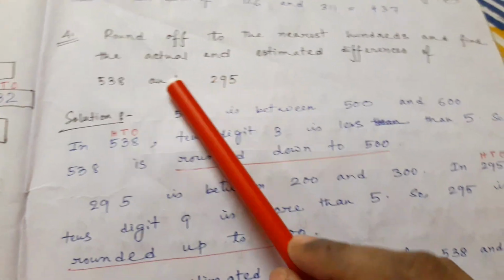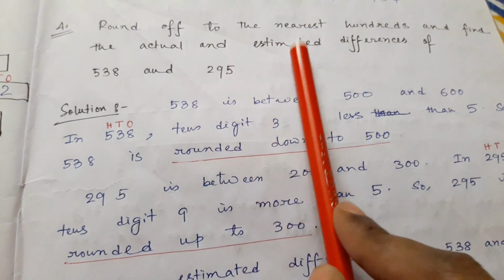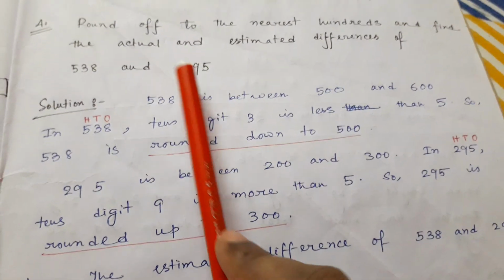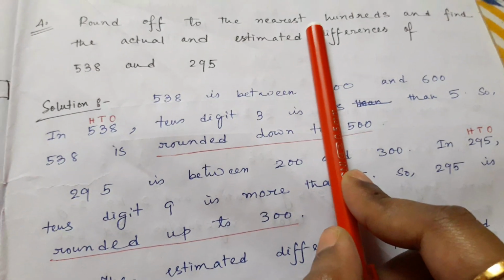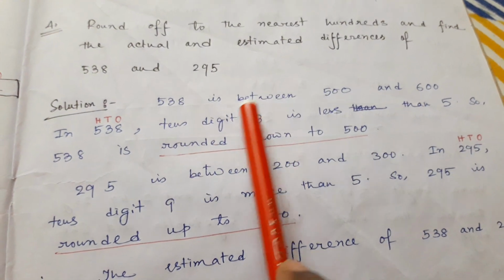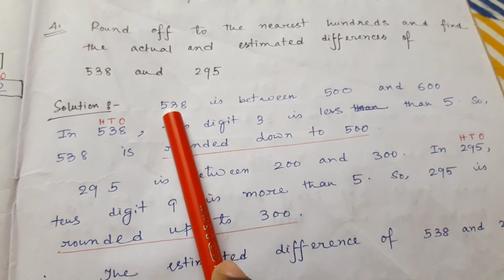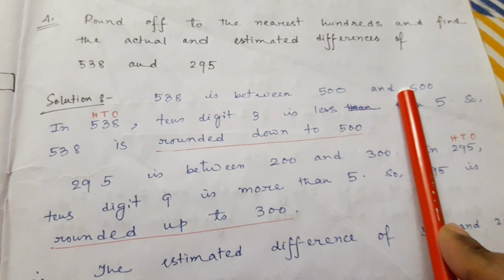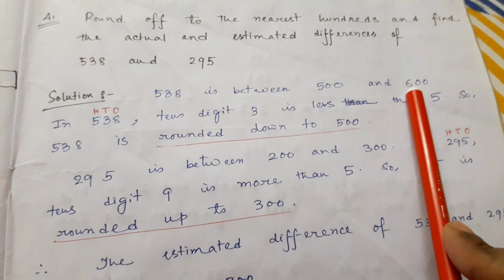Okay. Now the next one, round off to the nearest hundreds and find the actual and estimated differences of 538 and 295. Now when you are rounding off a number to the nearest hundreds place, then you have to write the number between those numbers which are its nearest hundreds multiples. Like 538, its nearest hundreds multiples are 500 and 600. So we can write 538 is between 500 and 600.